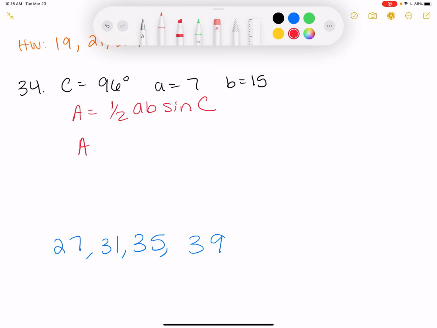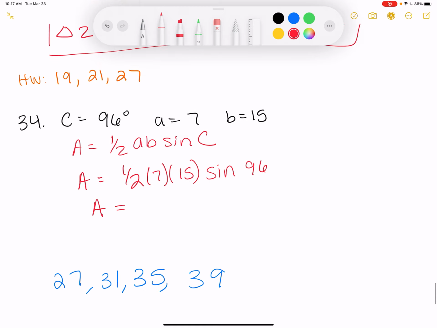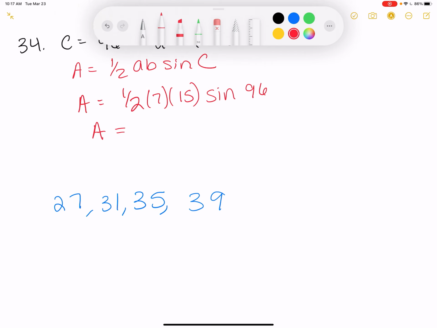So, area is 1/2 our two side lengths, so 7 times 15 times the sine of 96. Remember we're always in degree mode for this stuff. So you can type that in your calculator and tell me what our area is. We're not actually given units, so you don't have to worry about it. I got 52.2. But I don't know if that's right, so I wouldn't write it down yet. 34? Yep, that's right.